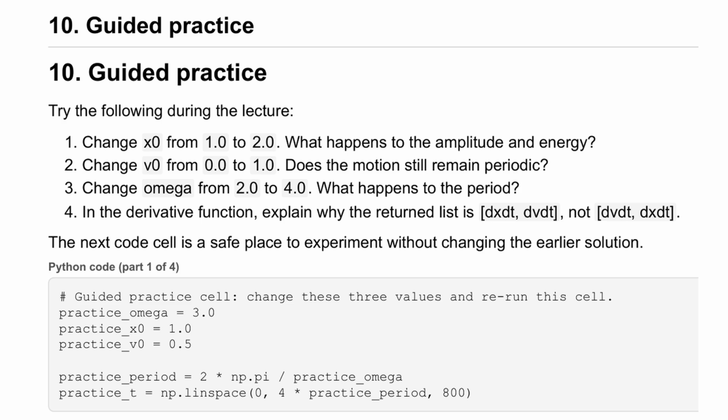Now it is your turn to explore. In this guided practice section, I would like you to experiment with the model by changing the initial displacement, the initial velocity, and the angular frequency. Observe how these changes affect the amplitude, the period, and the energy of the system.